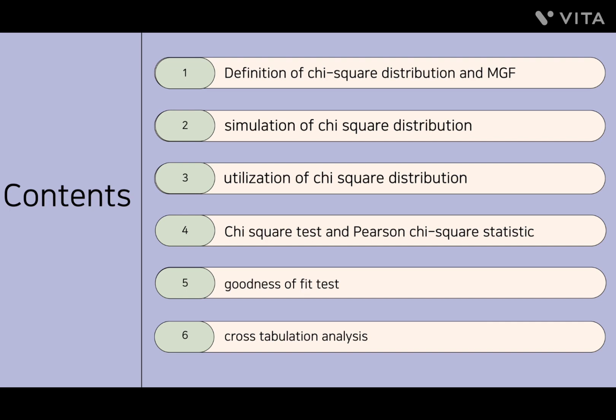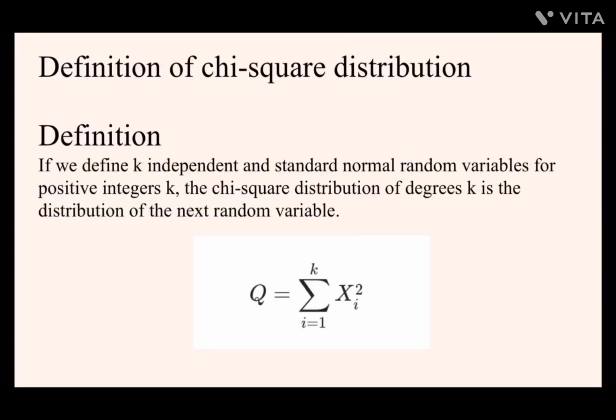Sixth, cross-tabulation analysis. Let's first look at the chi-square distribution and see how it is defined for a chi-square statistic. If we define k independent and standard normal random variables for positive integers k, the chi-square distribution of degree k is the distribution of the next random variable, Q equals sigma i equals 1 to k of chi i squared.